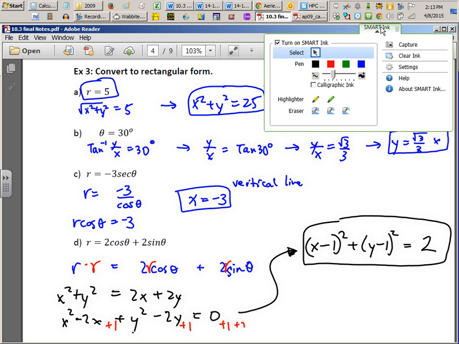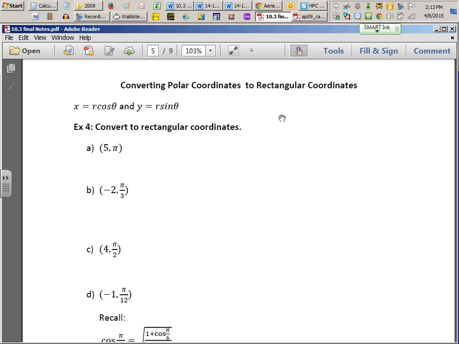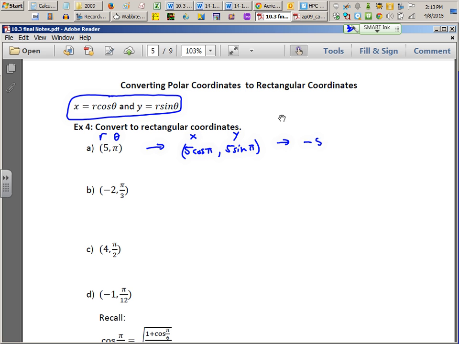Alright, let's clear that off, and let's go on to this page, converting polar to rectangular. Again, what's going on now is you're converting, but this is r and this is theta. So the easiest thing to do is just use r cos theta and r sine theta to convert. So the x and y are going to be 5 cos pi, 5 sine pi. In other words, negative 5 because cos pi is negative 1, and 0 because sine pi is, well, 0.